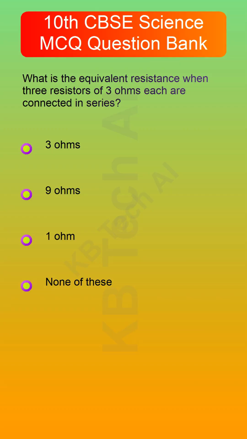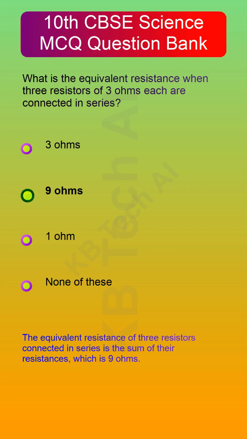What is the equivalent resistance when 3 resistors of 3 ohms each are connected in series? Option 1, 3 ohms. Option 2, 9 ohms. Option 3, 1 ohm. Option 4, none of these. The answer is Option 2, 9 ohms.